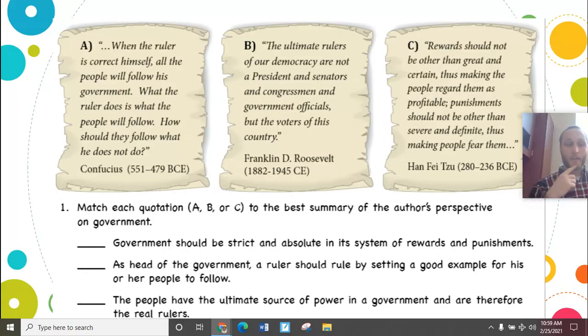All right, moving on to the next one. As head of government, a ruler should rule by setting a good example for his or her people to follow. Would that be A, B, or C? And last but not least, the people have the ultimate source of power in a government and are therefore the real rulers. A, B, or C is right there. All right, good. Hopefully you're starting to make sense of perspective here.